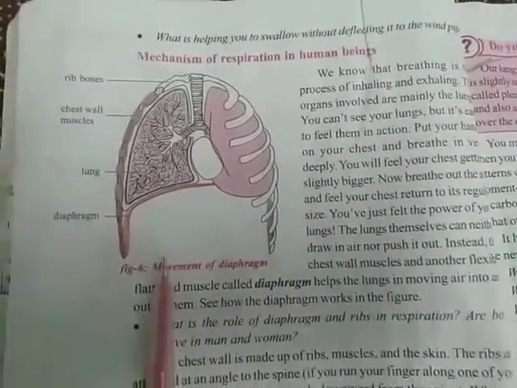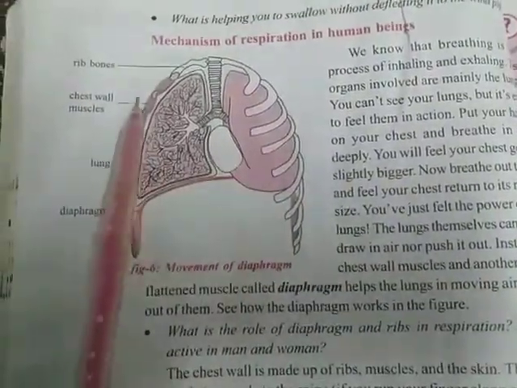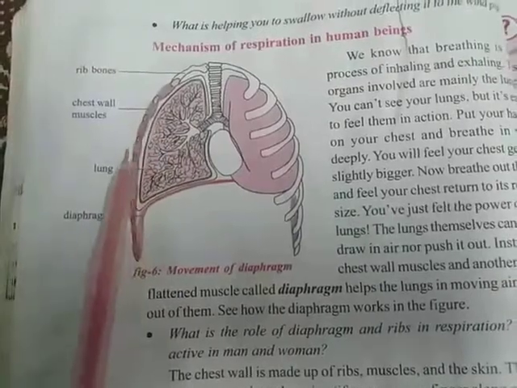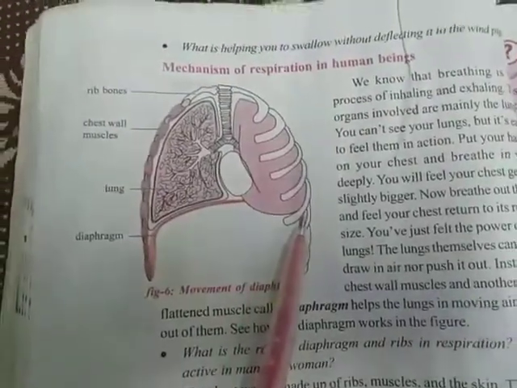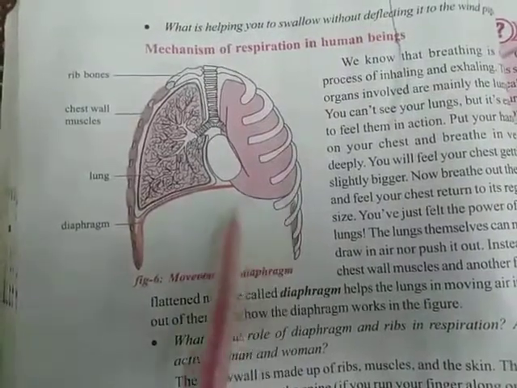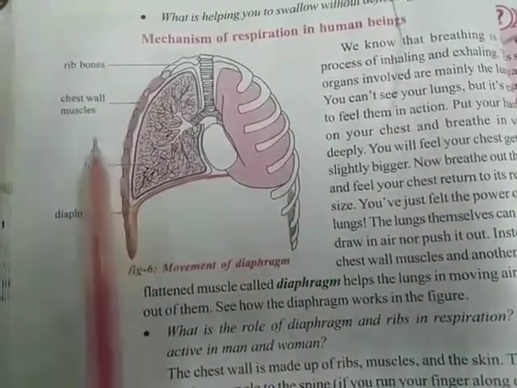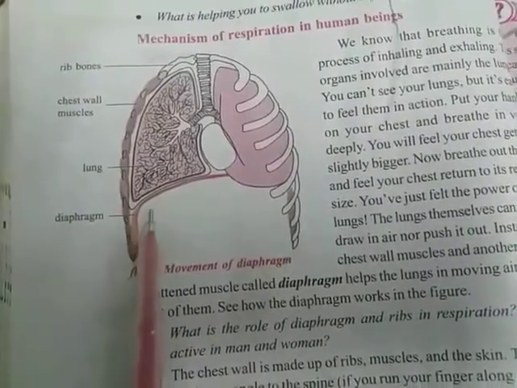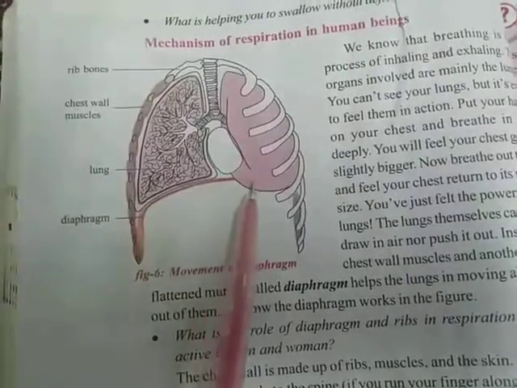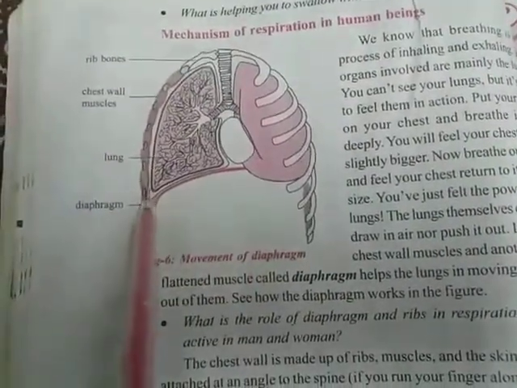Diaphragm means some flexible muscles and chest wall muscles. These all are chest wall muscles. These are chest wall muscles. So these are also chest wall muscles. Along with these chest wall muscles, we have some flexible muscles. These chest wall muscles and flexible muscles are commonly called diaphragm. See, look at this. This is diaphragm. Okay, this is totally diaphragm.